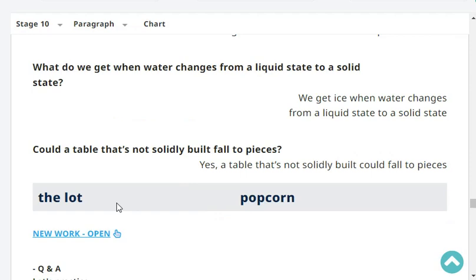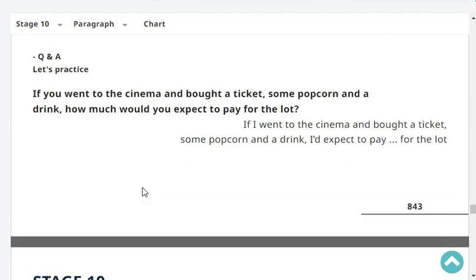Could a table that's not solidly built fall to pieces? Yes, a table that's not solidly built could fall to pieces. Very good.